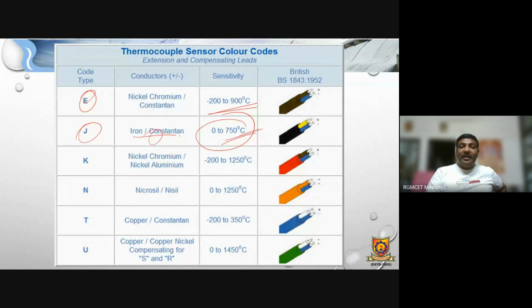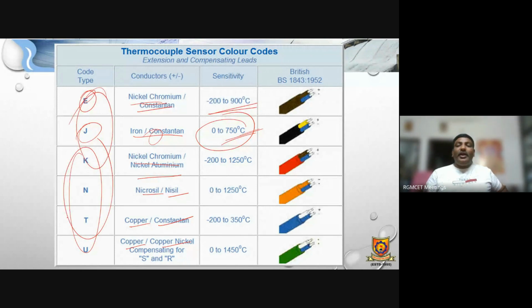Here iron and constantan are the materials. Nickel and chromium in the earlier case. Nickel-chromium and nickel-aluminum, nicrosil and nisil, copper and constantan, copper and nickel. Based on the various types of materials we couple. Couple means two. These two are joined at one end, called the hot junction. These two are left free and open, the cold junction. If you heat the hot junction, at the cold junction end we get the voltage.